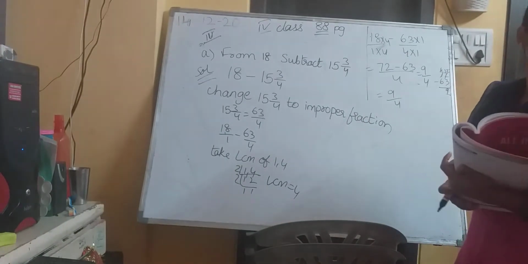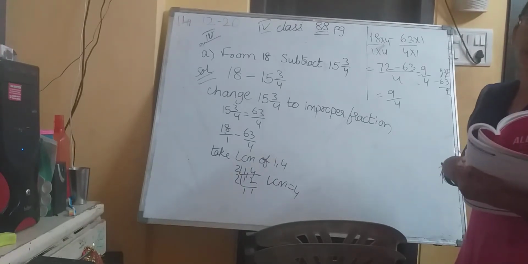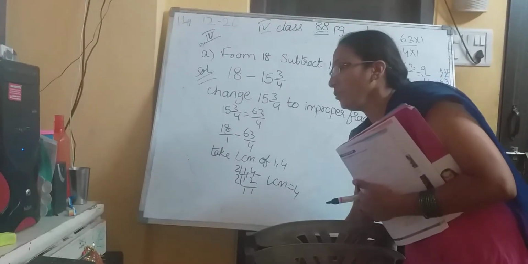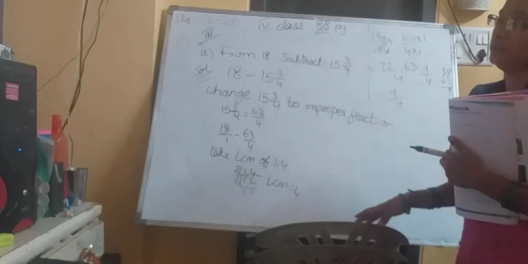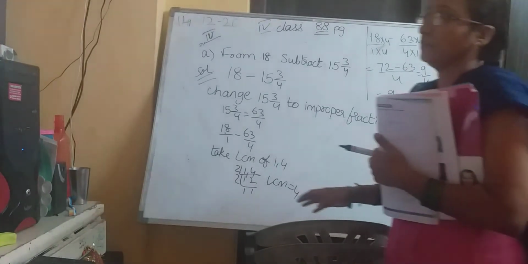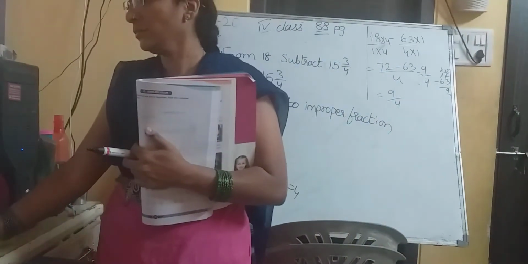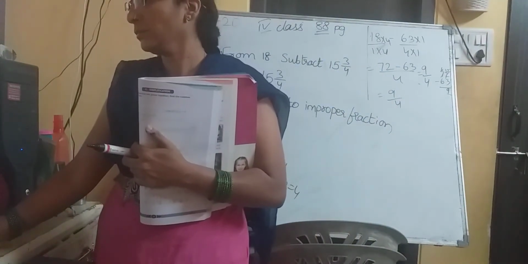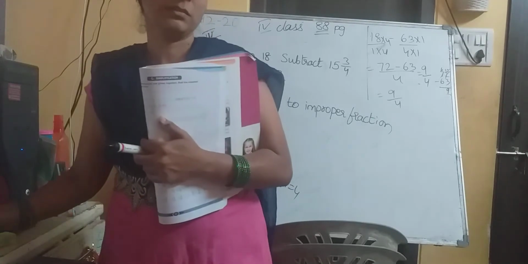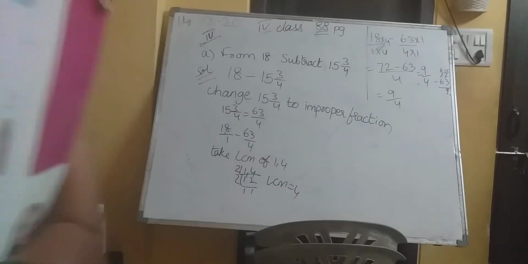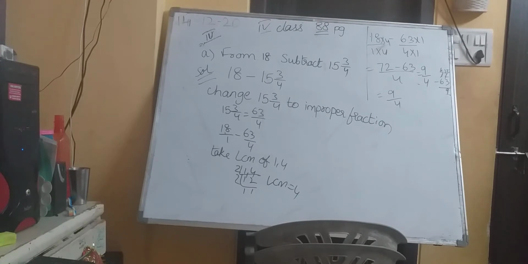Yes. Now I will say D1. You are going to do B and C for homework. Okay? Copy this, children. Have you all copied this?